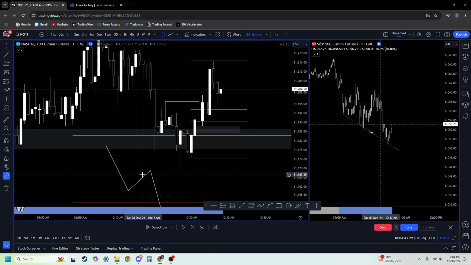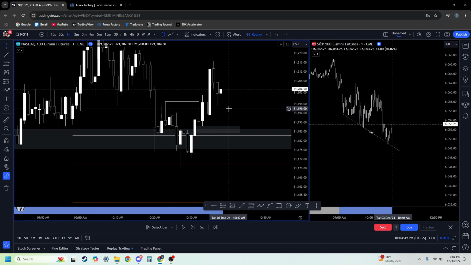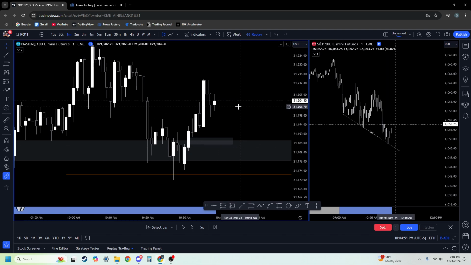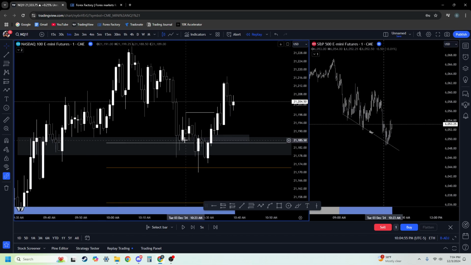But this is really where the market intuition and the experience, I guess you could say, come in. This doesn't look clear to me. When I was watching this live, I was like, I don't want to long this because it just doesn't look good. Look at these candles too: wick, wick, wick, wick.